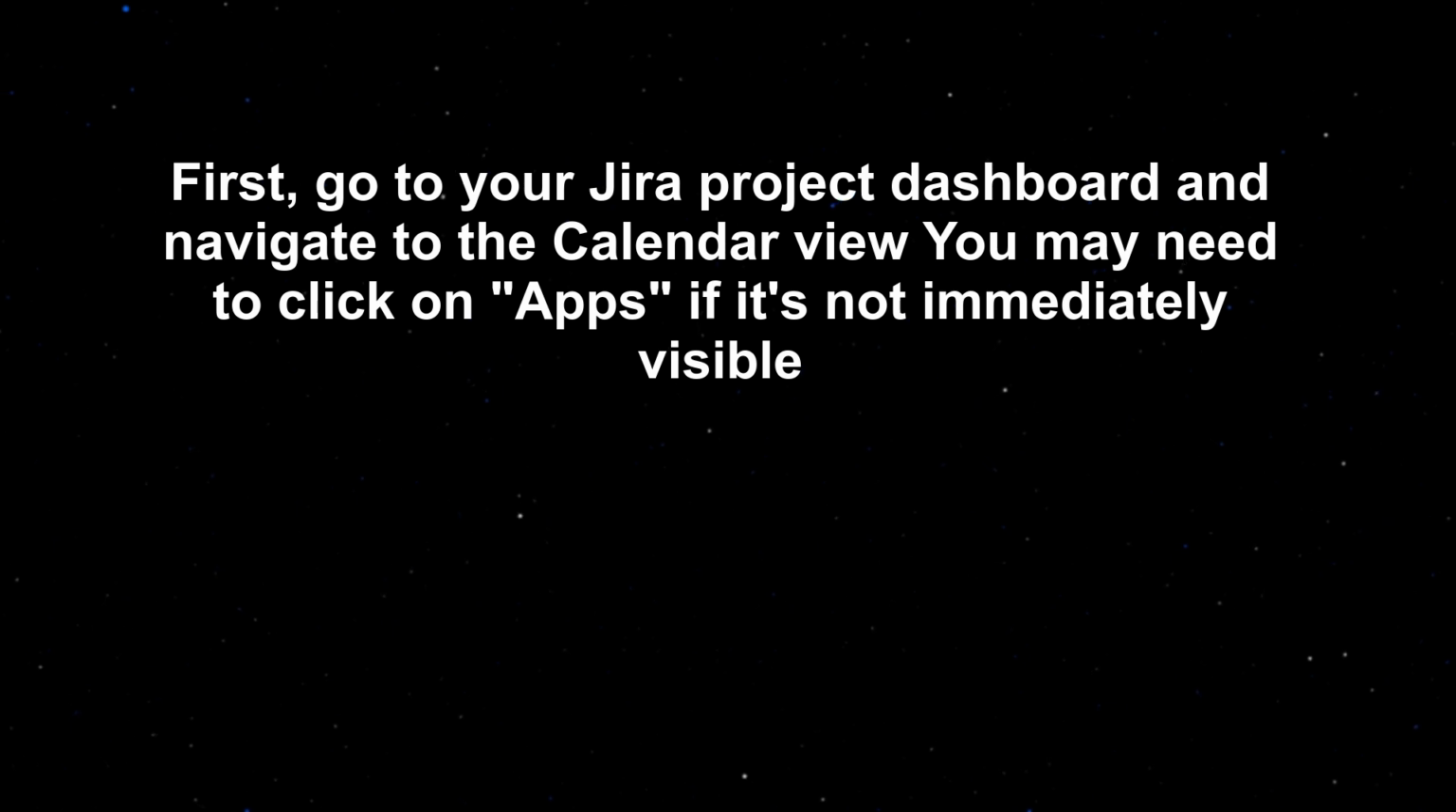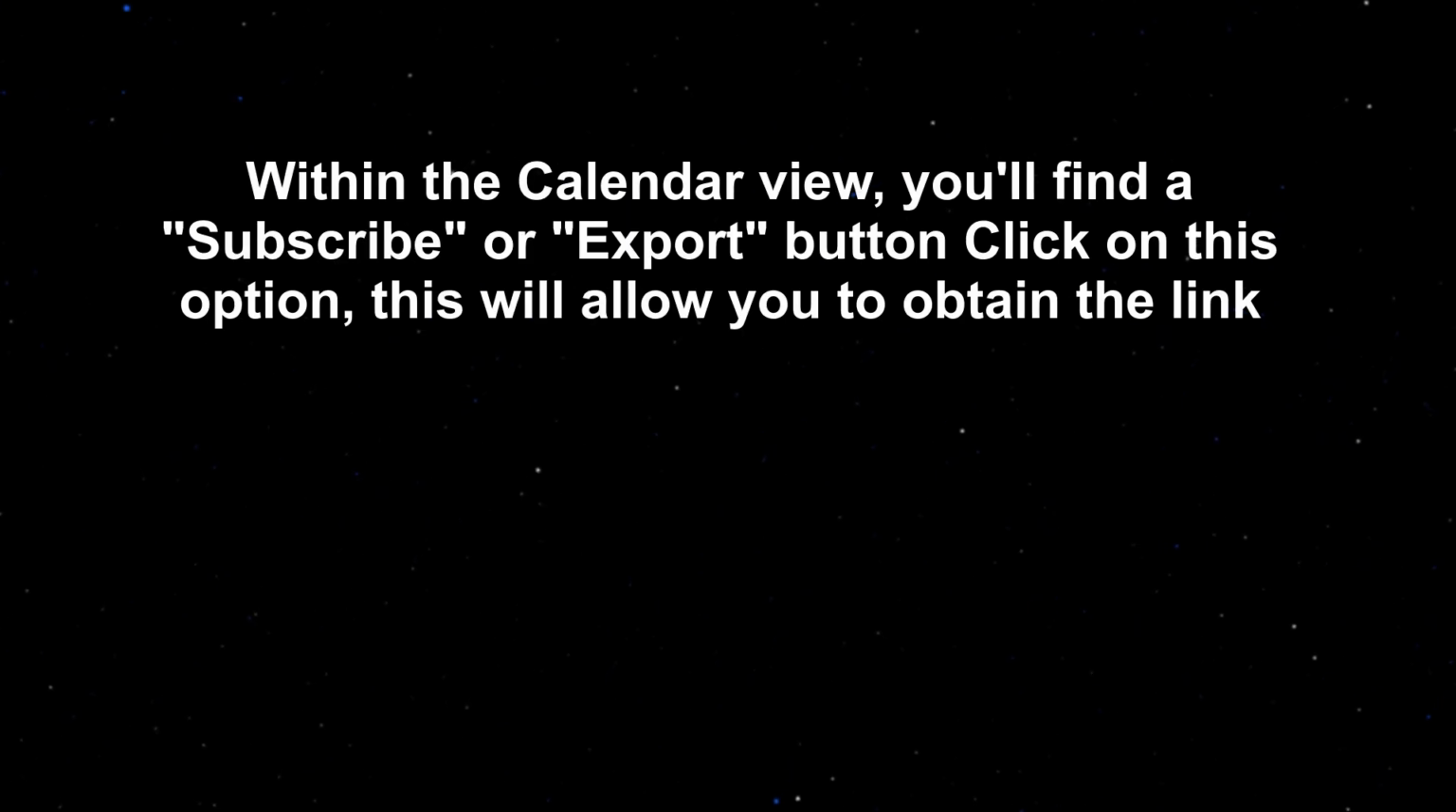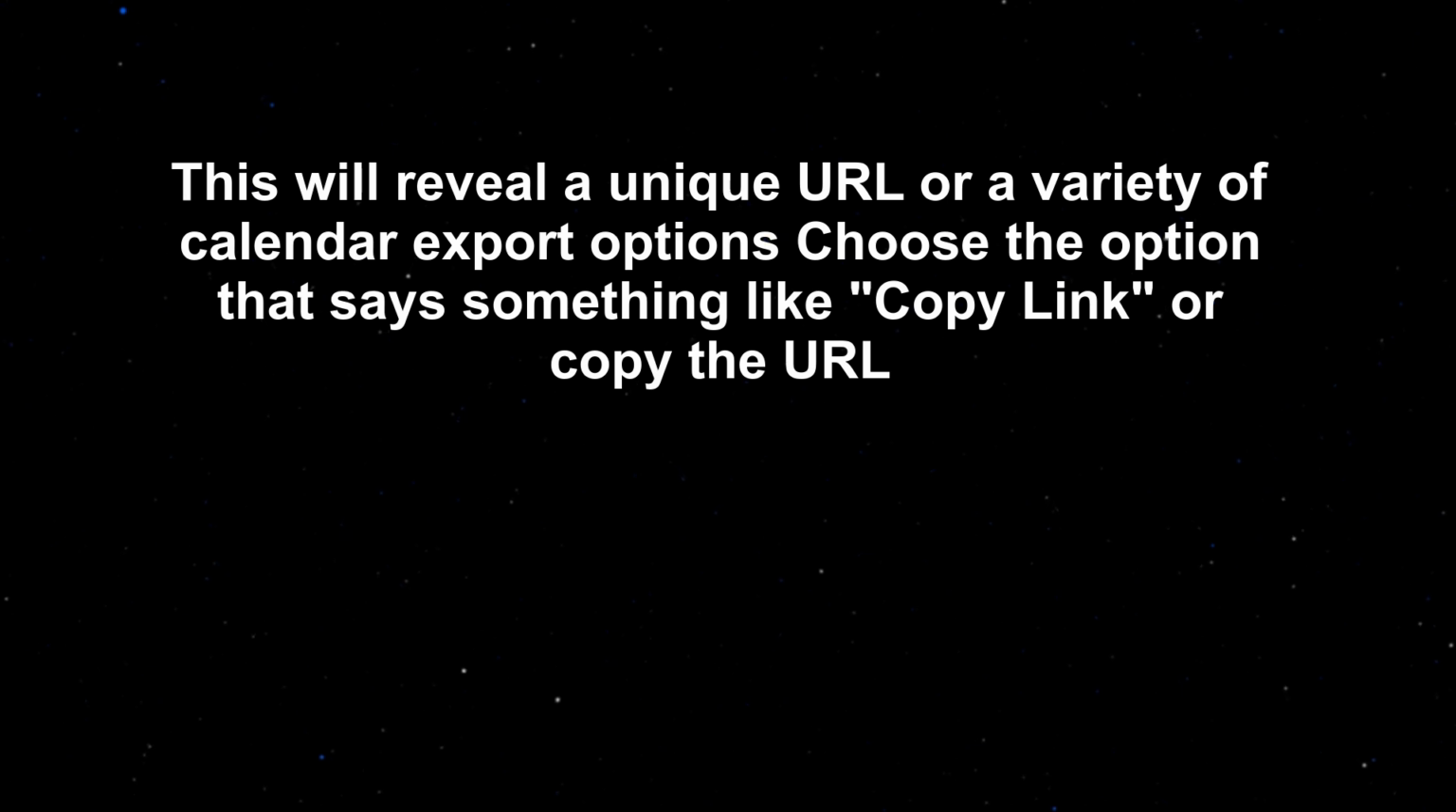First, go to your Jira project dashboard and navigate to the calendar view. You may need to click on Apps if it's not immediately visible. Within the calendar view, you'll find a Subscribe or Export button. Click on this option. This will allow you to obtain the link. This will reveal a unique URL or a variety of calendar export options. Choose the option that says something like Copy Link or Copy the URL.